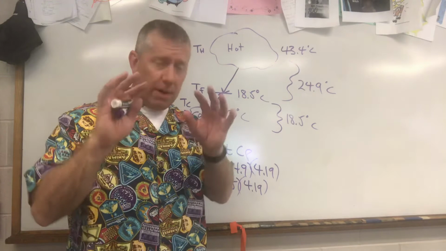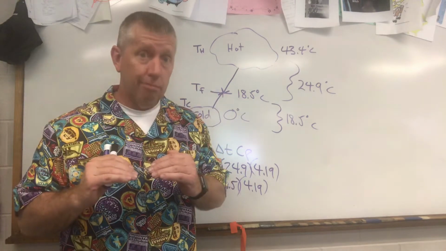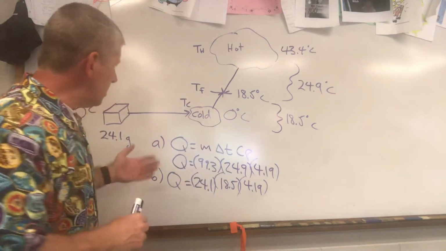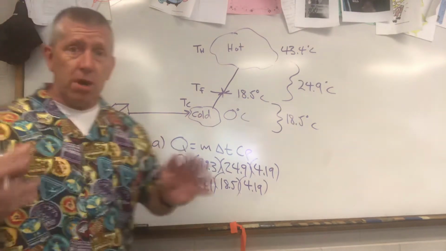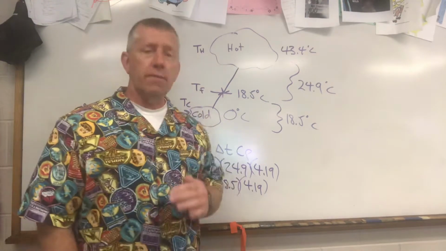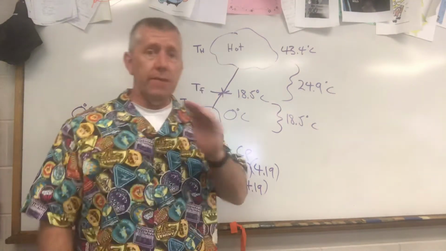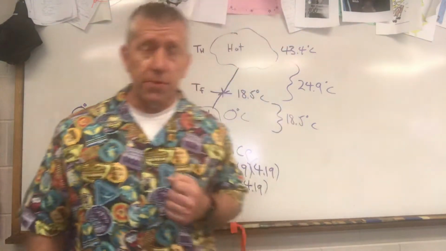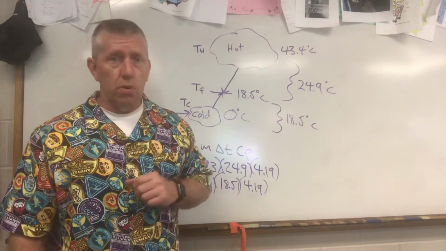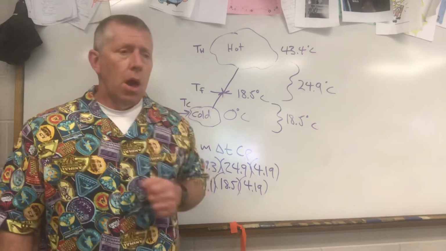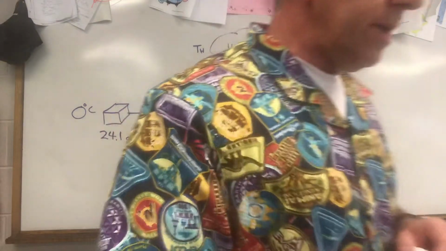So how do we get the amount of energy to melt 1 gram? Divide. So for part D, you're going to take the answer for part C and divide it by the mass of the ice. So that'll give you the joules per gram of the ice. So you'll take that number and divide it by 24.1 grams, and that will give you the heat of fusion.